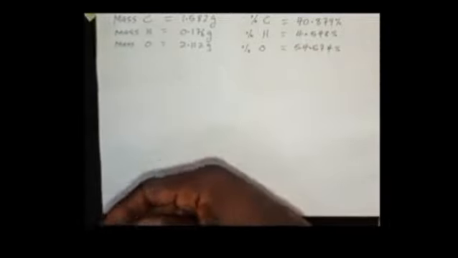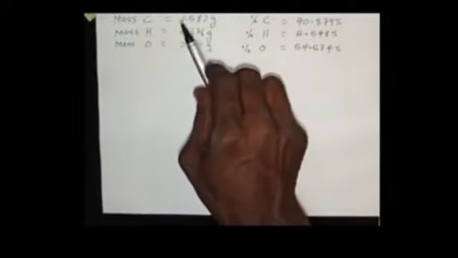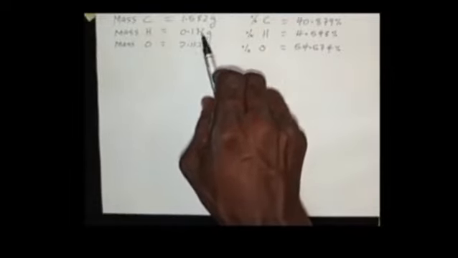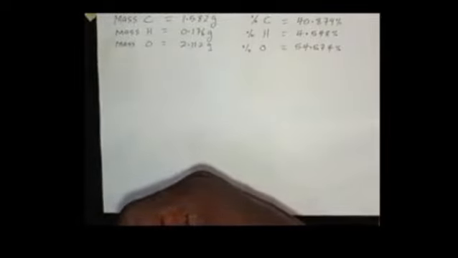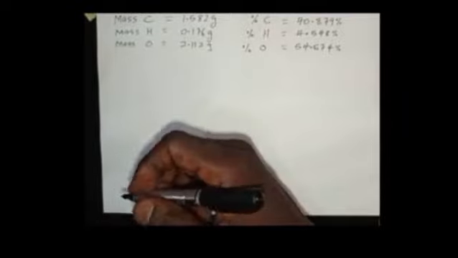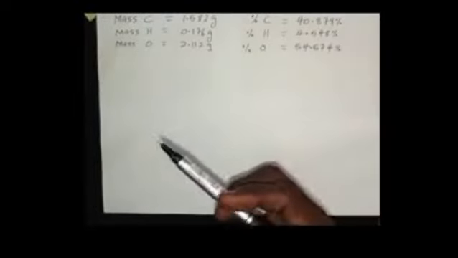Don't forget, there are many other ways to do this. Remember, the time we got the masses of carbon and hydrogen, you can even go straight to find the percentages for carbon and hydrogen, add up the two, and subtract from 100 to get the other percentage. So there are many ways of doing this. Now let's head straight to the empirical formula for this compound. I can decide to use the masses here, or I can use the percentages. Now let me use the masses.